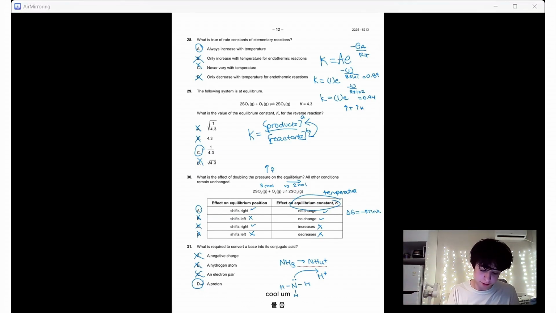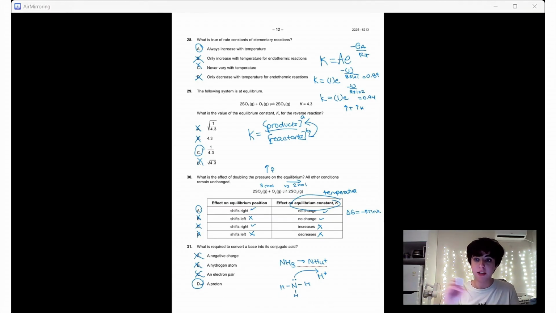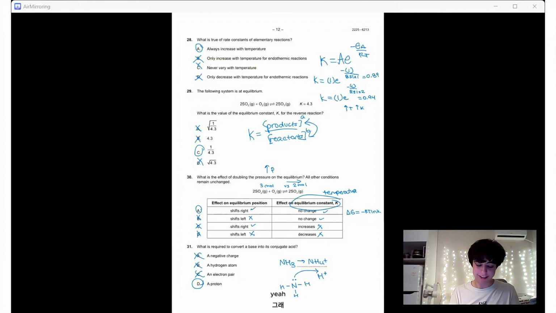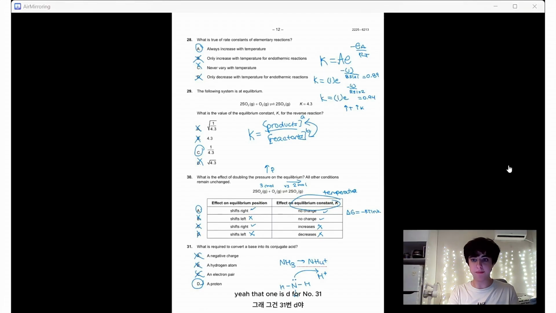Okay, cool. Also, for an electron pair, this would be if it was going from the conjugate acid to the base. That might be right, because if we were going from NH4 plus to NH3, that would now on the product side have that lone pair. But in this case, we're not actually adding a lone pair, we are essentially getting rid of a lone pair. So that doesn't really make sense. And then a proton, that's what makes it. That's what that H plus is. So yeah. Also, I feel like this could be vocabulary. But yeah, that one is D for number 31.